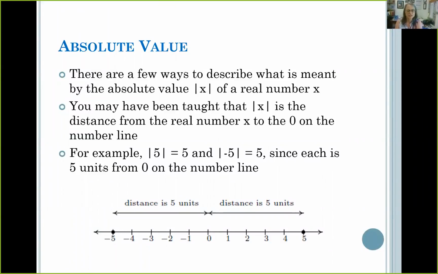Probably the definition that you've used before is that the absolute value of x is the distance from the real number x to 0 on a number line. So for example, the absolute value of 5 is 5 because it's 5 units from 0 to 5, and the absolute value of -5 is 5 because it's 5 units from -5 to 0.